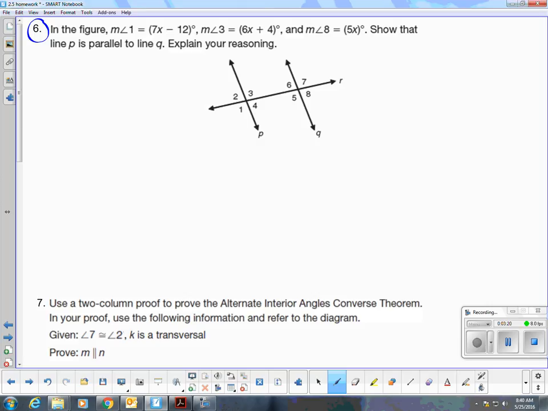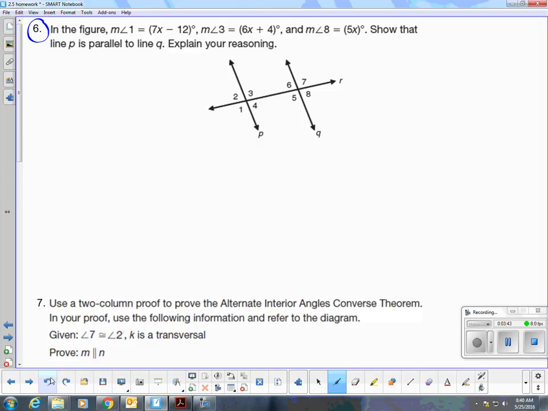So we've been given a diagram, and what we know from the diagram is that we have a transversal, and we have 2 lines that cut through this transversal, but we don't know if those 2 lines are parallel. We have to decide if they are parallel to each other. That's the question. Are those 2 lines parallel to each other? So let's take a look at what's given.